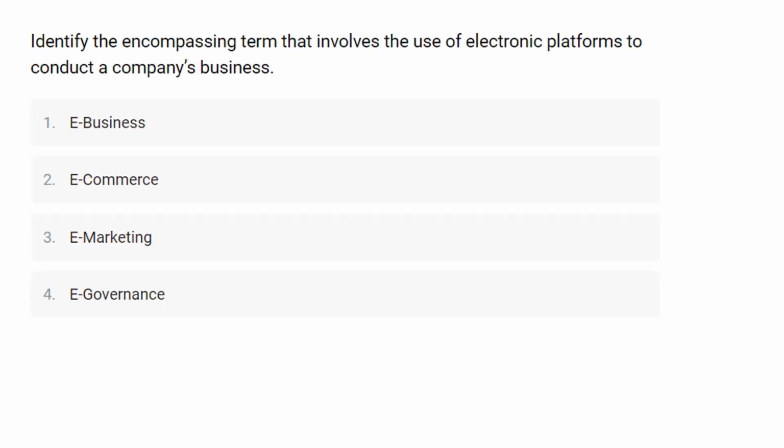Identify the encompassing term that involves the use of electronic platform to conduct a company business. So here in this question they have given you the 4 options and they ask you to identify the encompassing term that involves the use of electronic platform to conduct the company business, for which the first option here is e-business, second one is e-commerce, third one is e-marketing, and the last one is e-governance.